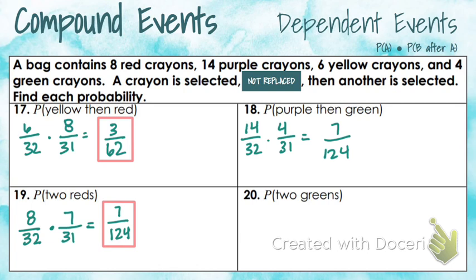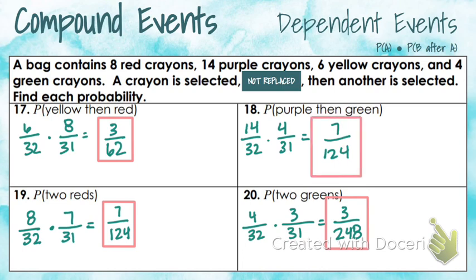And finally, 2 greens. There are 4 greens out of the 32. But if we draw a green the first time, there will only be 3 left, and there will only be 31 total left. So when we multiply those together and reduce, we get 3 out of 248. Didn't circle this one. All right.